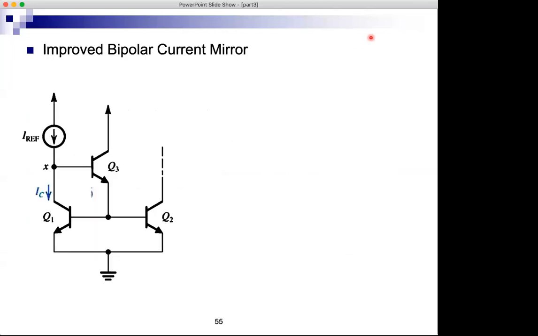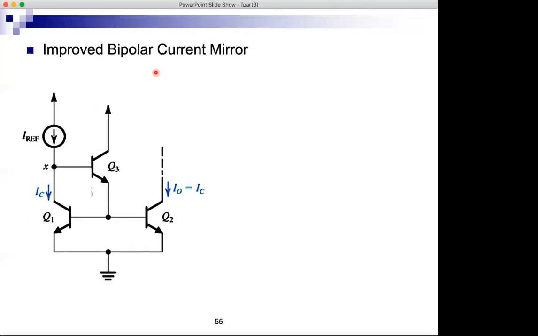All right. Okay, the first circuit is the improved bipolar current mirror. And if you compare this with the regular, the regular did not have this Q3. It had a short circuit here. So instead of having the short, I'm inserting a transistor. And let's see if this improves anything.